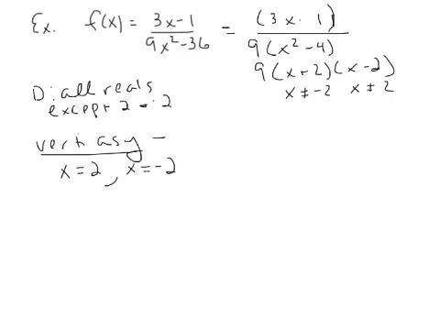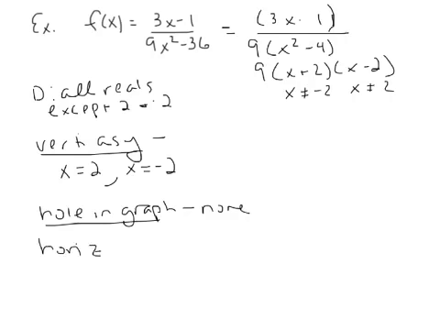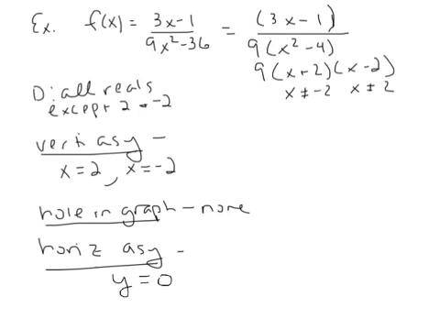And a hole in a graph we're not going to have, because I don't have any factors that are the same. So I don't have any holes in the graph. My horizontal asymptote in this case, if you look at our original problem, we have a degree of 1 and a degree of 2. So my degree of the numerator is going to be less than the degree of the denominator. So in this case, my horizontal asymptote is y = 0. And that's just my rule, and I need to remember that.